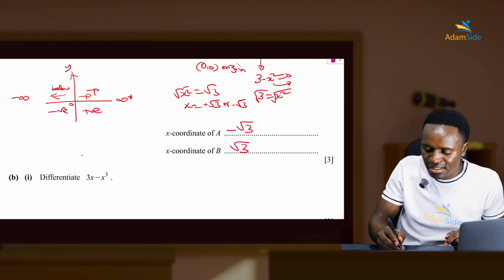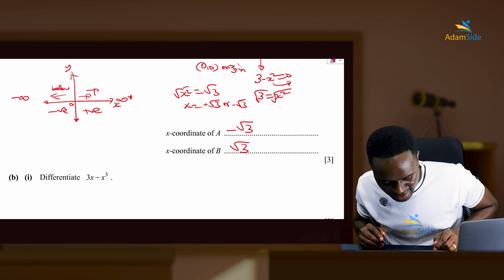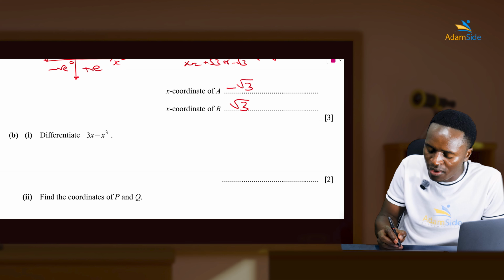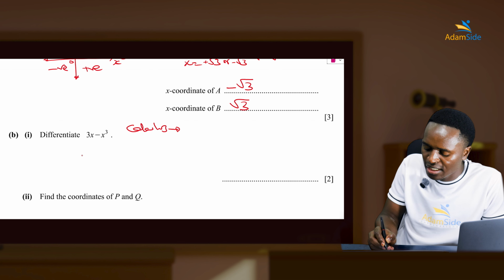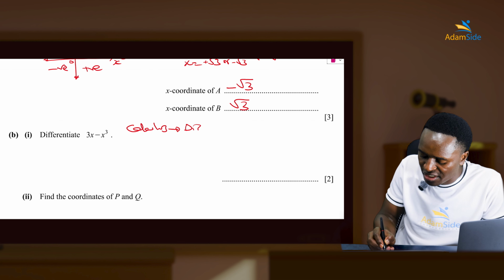So this is the y-axis and this is the x-axis. They can be approaching or going anywhere, but you need to understand that. Differentiate. Here we're talking about calculus, in the subunit of differentiation.